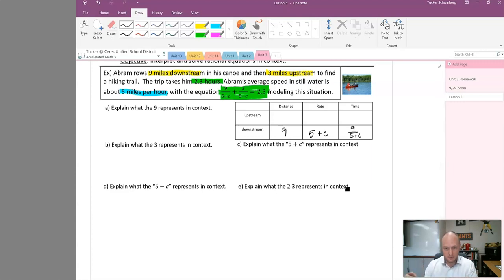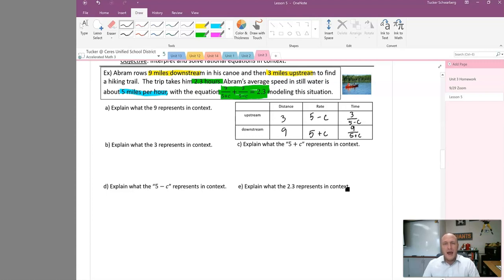Now let's look upstream. He took 3 miles to go upstream. And his rate, again, was 5 miles per hour in still water, but this time he's going upstream. It's like running uphill. He's going to go slower, so I'm going to subtract c. So what is the time it took him to canoe upstream? Well, time is equal to distance, 3, over rate, 5 minus c.